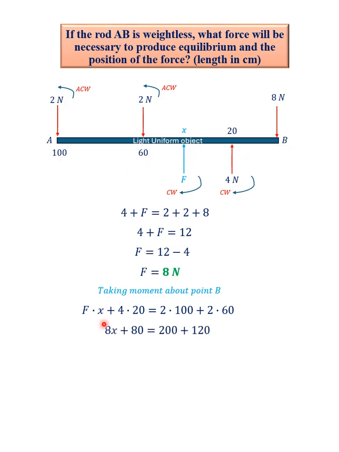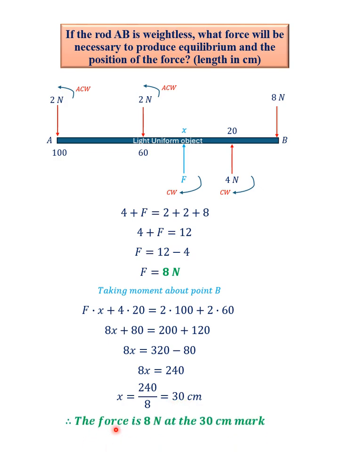Let's solve for x. F times x will give us 8x because F is 8. 4 times 20 is 80. 2 times 100 is 200. 2 times 60 is 120. So that 8x will be equal to 200 plus 120, which is 320. If we subtract 80 from it, we have 8x equal to 240. Dividing both sides by 8, x will be equal to 240 divided by 8, and that is 30 centimeter. What it means is that the force we are looking for is 8 Newton, and that force is at the 30 centimeter mark of this light object.